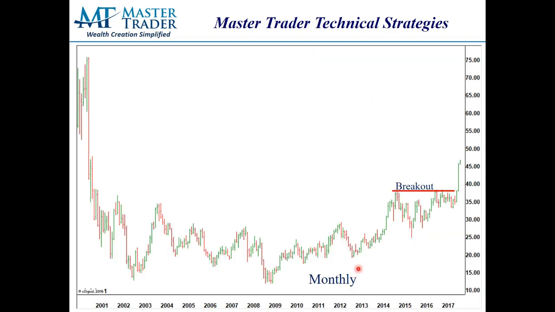So here's the monthly chart. And now we're looking at it from a very long-term perspective, and a big move down from the year 2000. And it's a very long period of time of doing nothing, and then a move up. And it's the same choppy consolidation that we were looking at on the prior slide. And then here's this huge breakout.